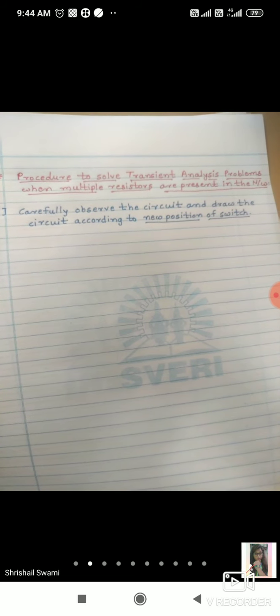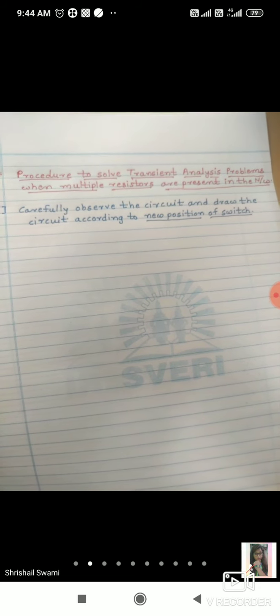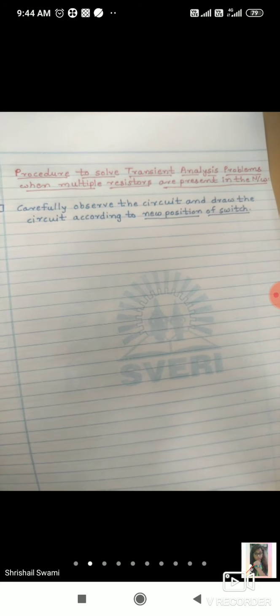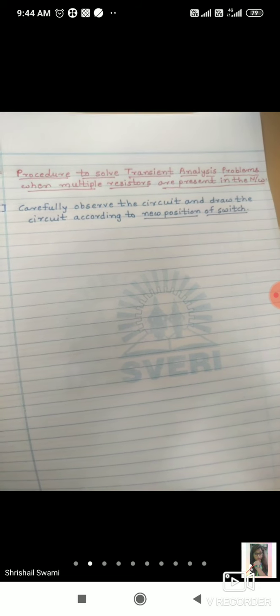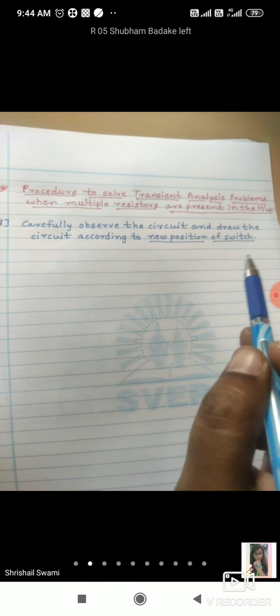So according to that new position, that is, the switch has been opened or the switch has been closed at t is equal to 0, or the switch is moving from A to B, you have to draw the diagram in which you connect the switch towards position B. That means you have to keep the switch at position B and draw the diagram. So this will be the first point: carefully observe the circuit and draw the circuit according to the new position of the switch so that you can find out the equation.